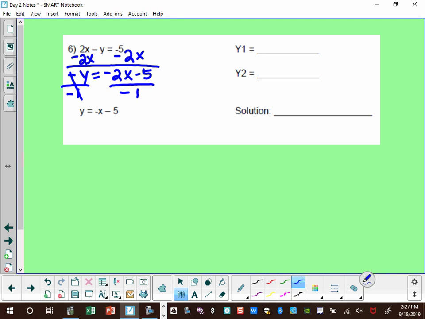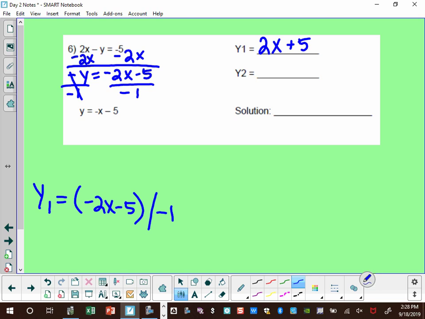So I am left with y equals negative 2 over negative 1 just becomes positive 2x. And then negative 5 over negative 1 becomes positive 5. But remember, if you don't want to simplify it, when you go to your y1 in your calculator, you can type in negative 2x minus 5 in parentheses divided by negative 1. You don't have to simplify it.